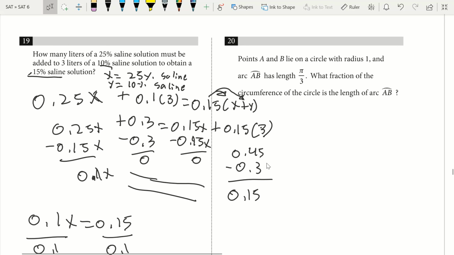Question 20. And I'm going to go ahead and put a line through here so you see that that's for the other problem as well. Points A and B lie on a circle with radius 1, and an arc AB has length pi over 3. What fraction of the circumference of the circle is the length of arc AB?